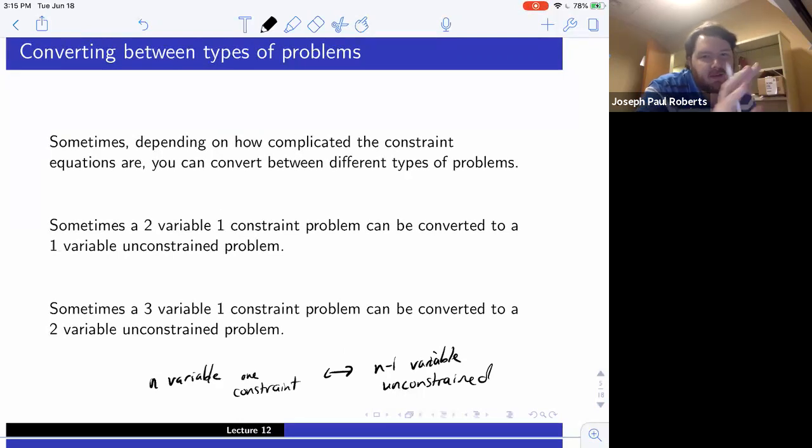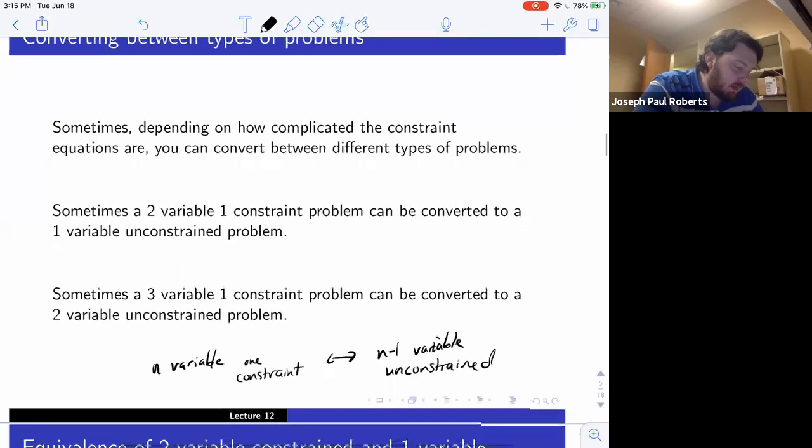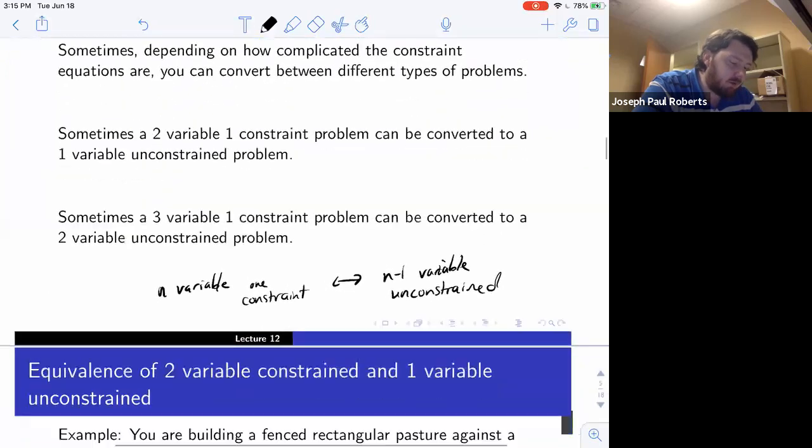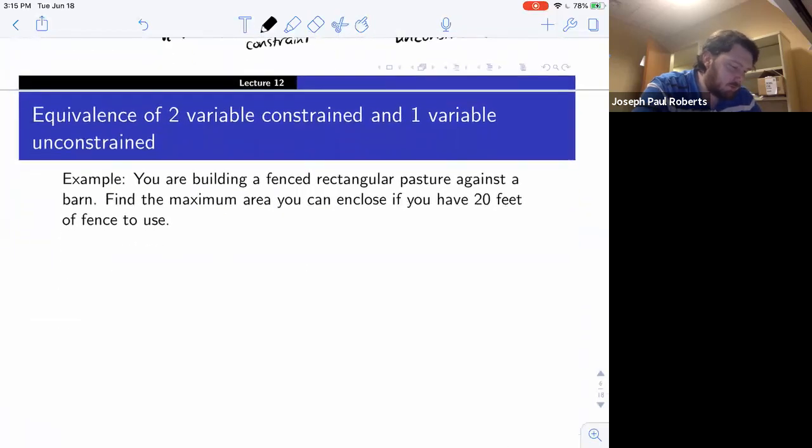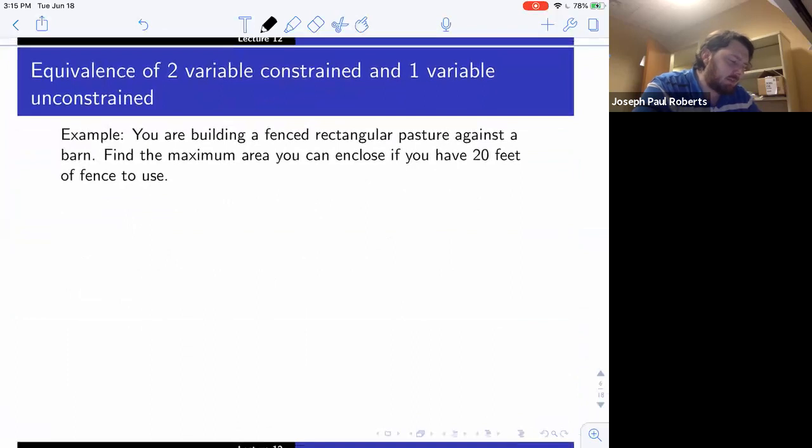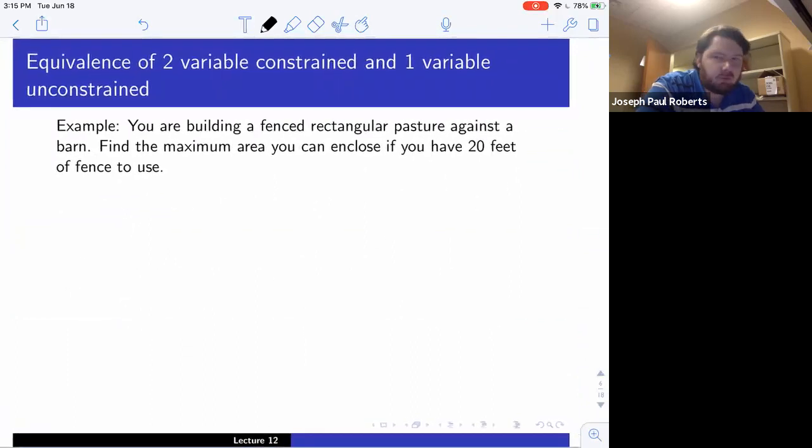I know a lot of this is going to be pretty tricky your first time viewing it. Maybe I'll take us back to this slide, but rewind the video after you've seen all these examples that we're talking about today. This idea of converting between different types of problems is an idea that I think most of you are familiar with if you took the standard sort of Calc 1 course.